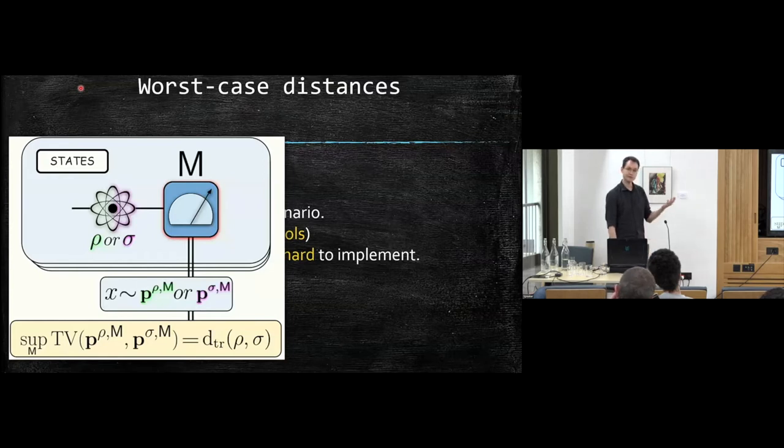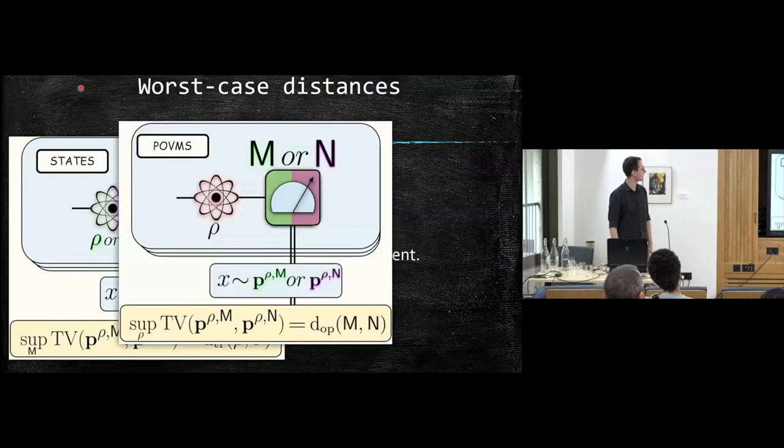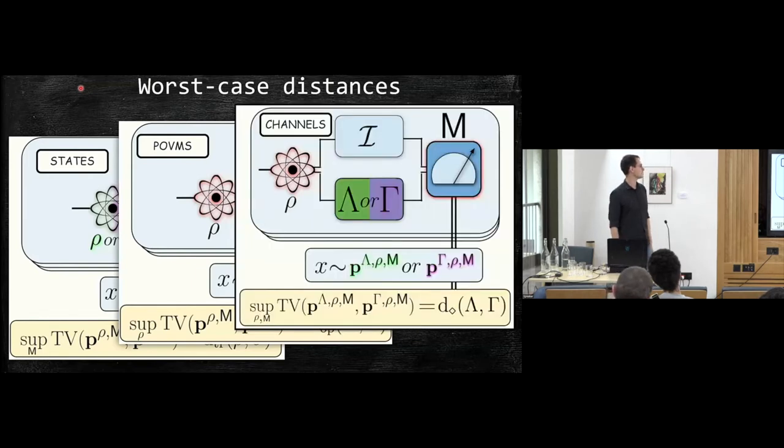And if you want to consider other objects and states, like measurements and general channels, you have fully analogous games and corresponding distances. If you have POVMs, quantum measurements, you have this game where you have either this measurement M or N, and you put in some state. So you can optimize over states, and this gives you some type of a distance between measurements. And for channels, people usually talk more about also adding some ancillary system where you don't do anything, and your channel acts only on half of the Hilbert space, and then you can use entanglement to boost up a little bit this distinguishing probability.